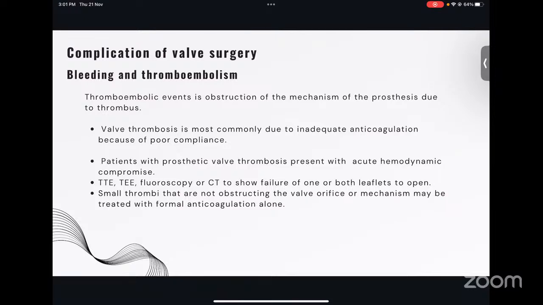A patient with a prosthetic valve thrombosis may present with angina, pulmonary edema, poor peripheral perfusion, systemic embolization, and acute hemodynamic compromise. Transesophageal echo, fluoroscopy, or CT may be needed to show failure of one or both leaflets to open. If the thrombus is less than 5 mm and there is no obstruction of the valve orifice or mechanism, it may be treated with formal anticoagulation alone.